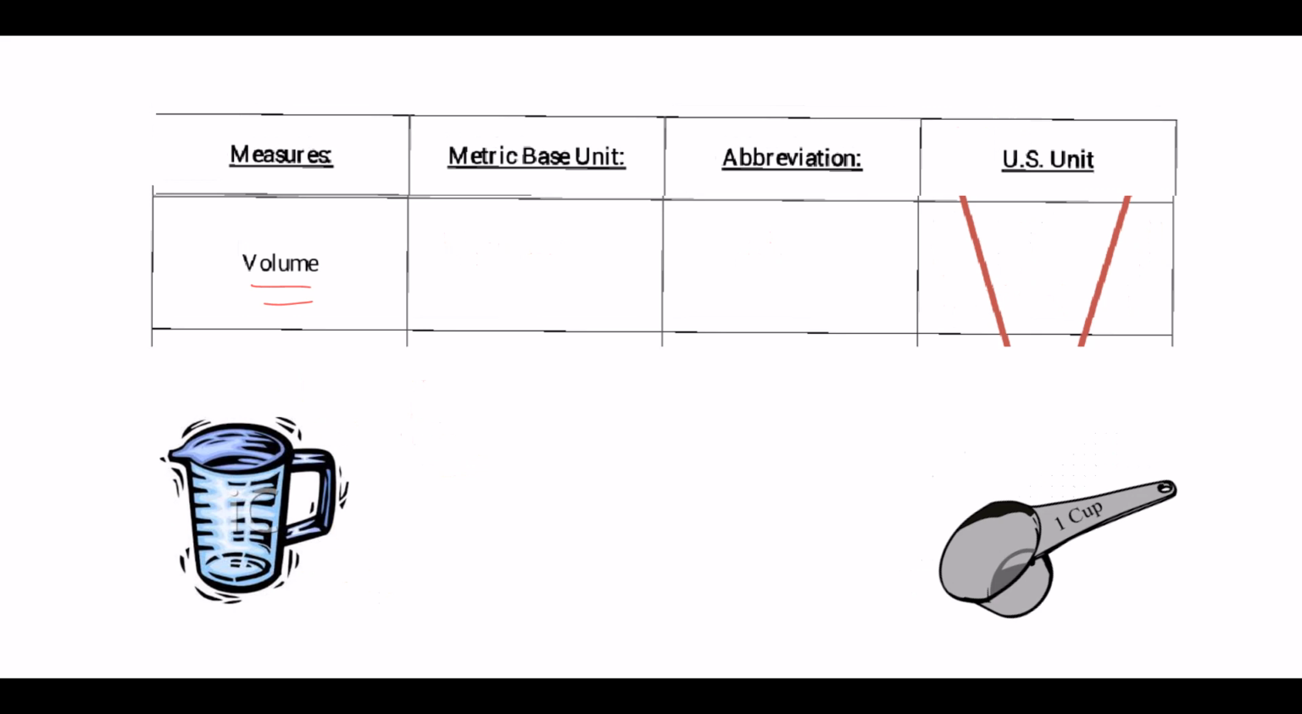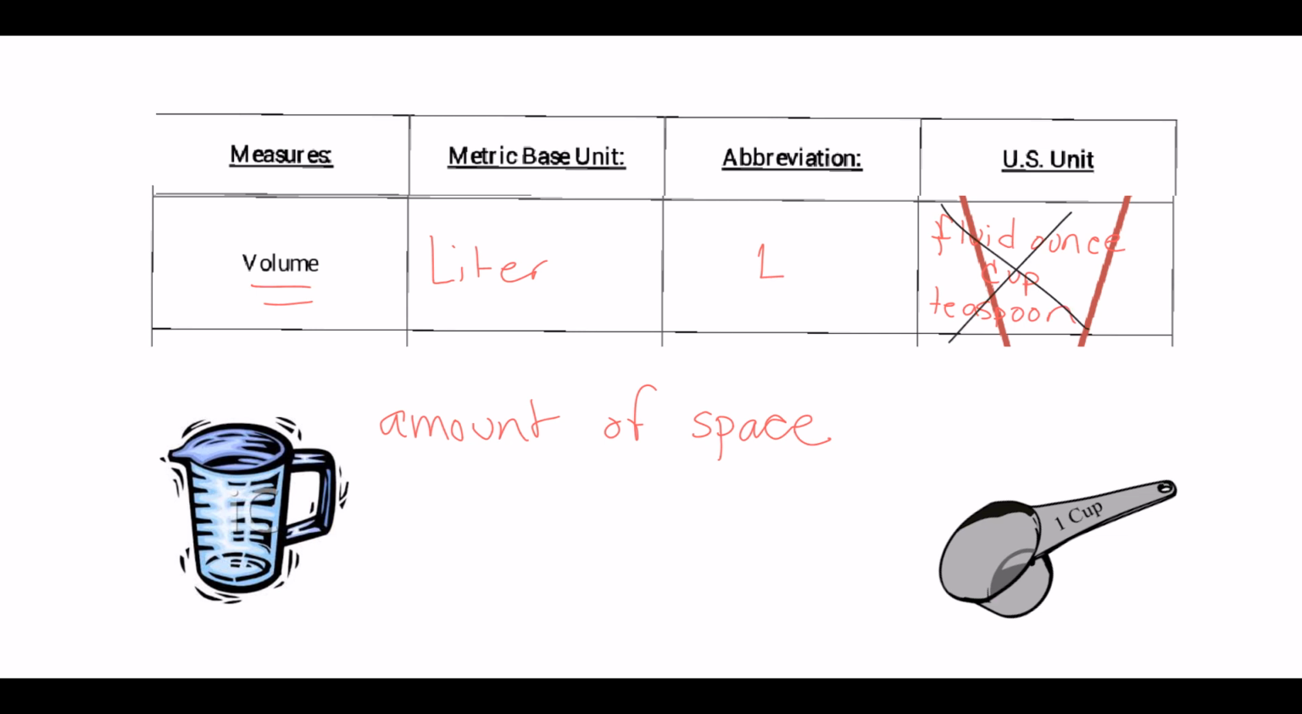Volume is going to be defined as the amount of space that something takes up. The metric base unit for volume is more commonly known as the liter and is abbreviated with a capital L. In US units, this could be given with a fluid ounce, could be with a cup, or we could even go as far down as, if some of you bake, you might say it's like a teaspoon. These are really confusing because we can't convert between them easily, and like we said before, we don't want to be using those US units.